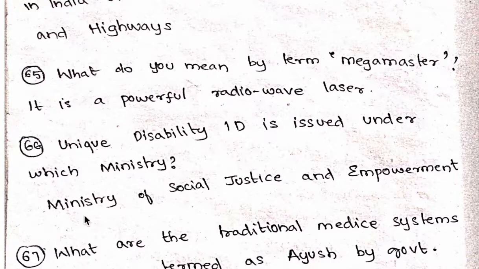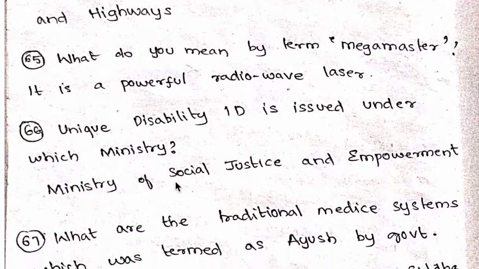So it is Ministry of Social Justice and Empowerment. So unique disability ID means it is a single ID card for the disabled people. So more documents are not needed to prove his identity of disability. So with this card he can be able to access all the necessary or all the eligible schemes.